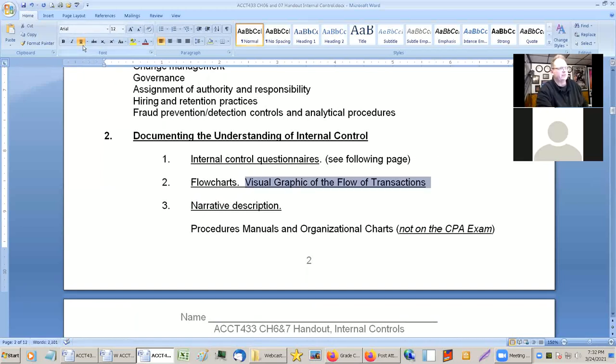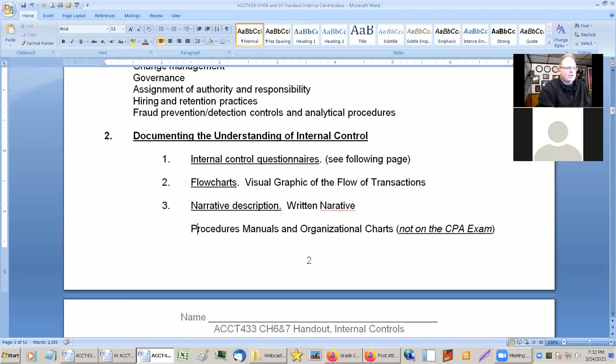To underline that whole thing. Maybe I'll pull one of those up too. And narrative description, this is just a written narrative. It's just writing out what the controls are, some kind of a format of what we do first, second, and third. I might as well put the advantages of each.